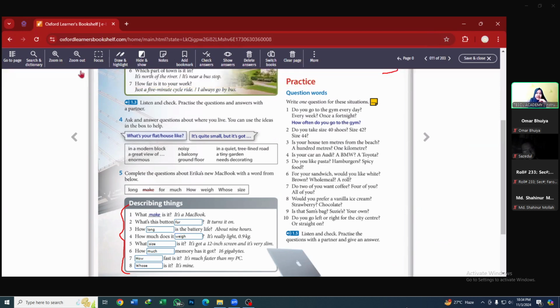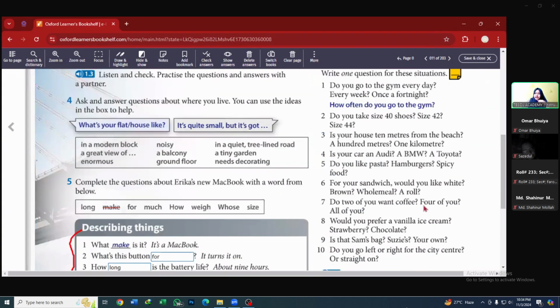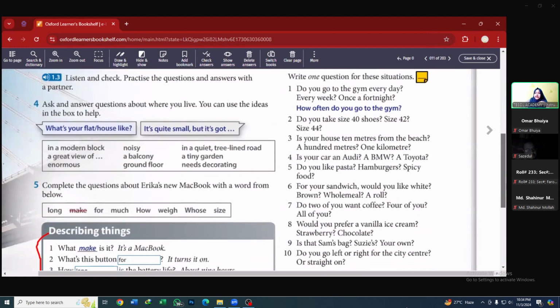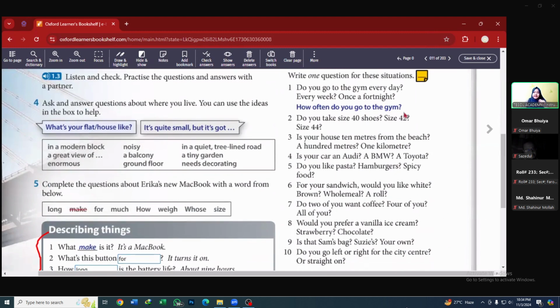We'll zoom in a bit so that it's more clear for you. Okay, so what do we have to do here? Here, there are certain questions given. Each number has at least 3 questions in it, and it is about a certain situation, okay? So what you have to do is put all the questions in one question.